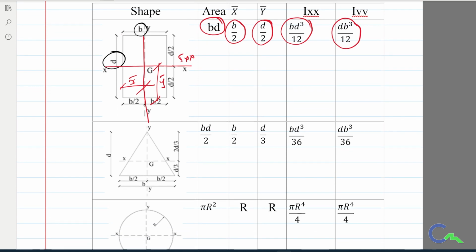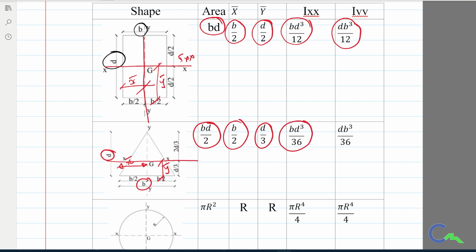So if I consider a triangle of width b and height d, the area is given by half into bd, and x bar is given by b by 2 and y bar is given by d by 3, and moment of inertia about the xx centroidal axis is given by bd cubed by 36, and about the yy centroidal axis is given by db cubed by 36.